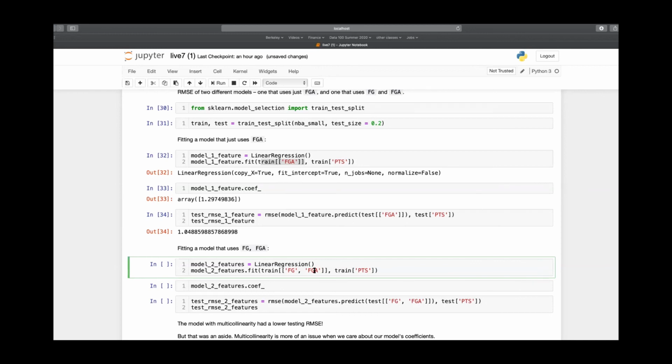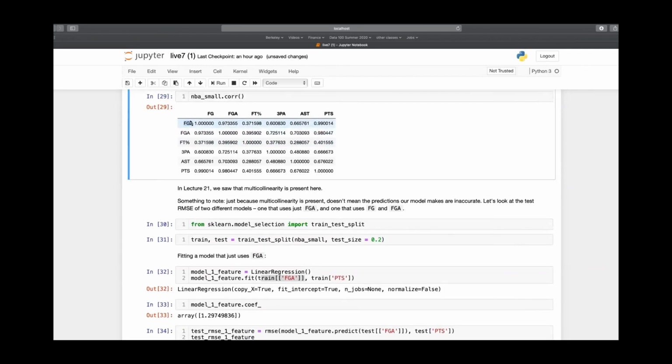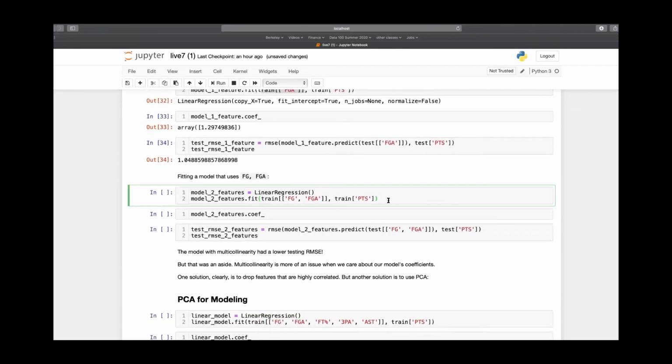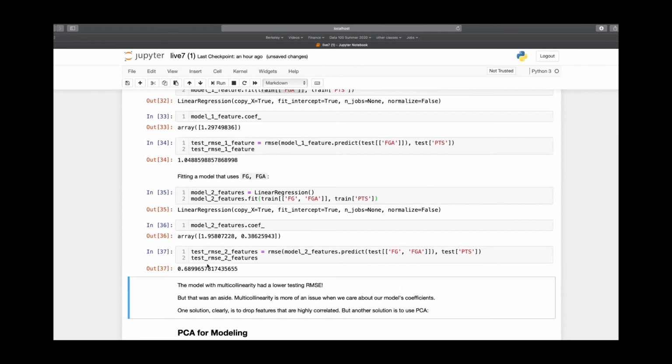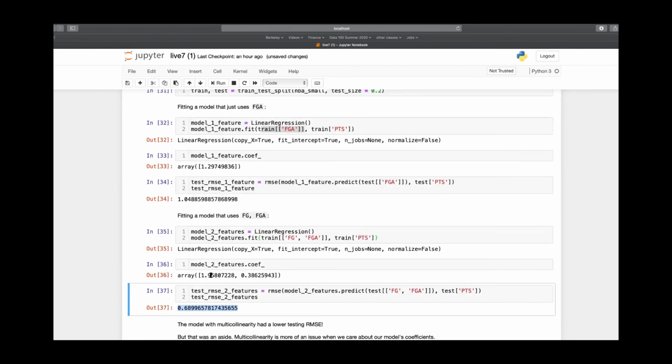Anyways, we're fitting a model with just these two features. As we established earlier, these two columns are highly correlated with one another, but you will see that the testing RMSE isn't really impacted by that. In fact, the testing RMSE is significantly lower for the model with multicollinearity. The only point of this little demonstration is that multicollinearity is more about the interpretability of our model's coefficients and less about how well we can make accurate predictions. Okay, but as I mentioned, that was kind of an aside.